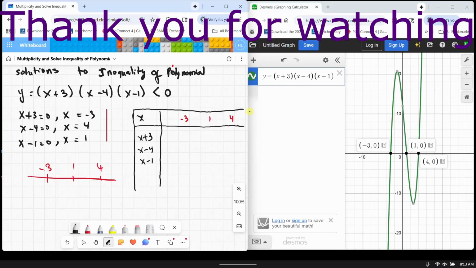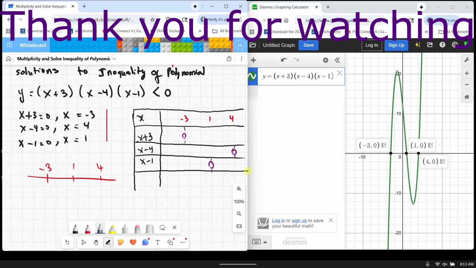Okay, so now we want to figure it out. Let me draw the line here as well. At negative 3, which one equals 0? This one. x plus 3 equals 0. So you put a 0 there. You put the line right here so you know that's kind of a borderline. What happens when x equals 1? x equals 1, then x minus 1 equals 0. Now when x equals 4, this is going to equal 0.